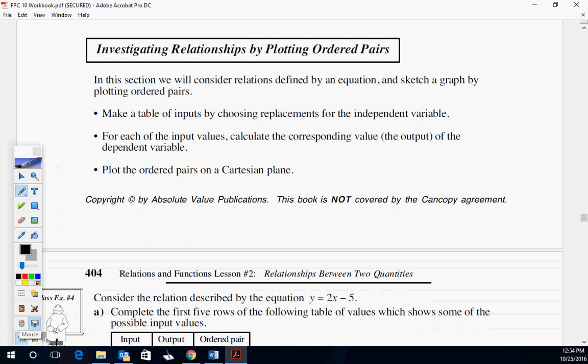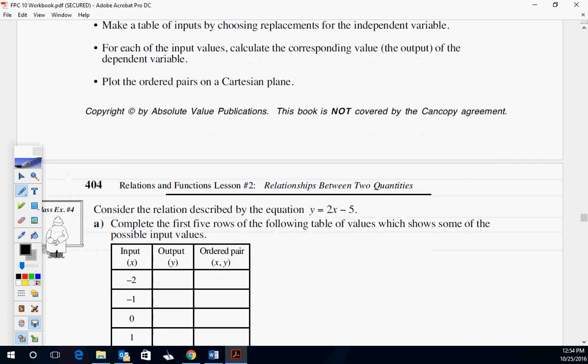Hopefully this is going smoothly so far for you. So in this section, we'll consider relations defined by an equation and sketch a graph by plotting ordered pairs. Make a table of inputs, choosing placements in the independent variable. For each of the input values, calculate the corresponding value of the dependent variable, and then plot the ordered pairs on the Cartesian plane.